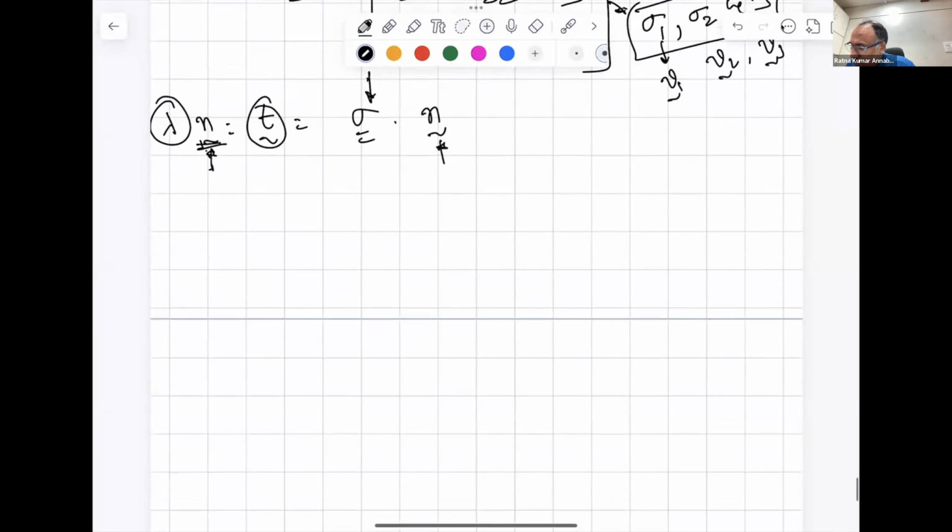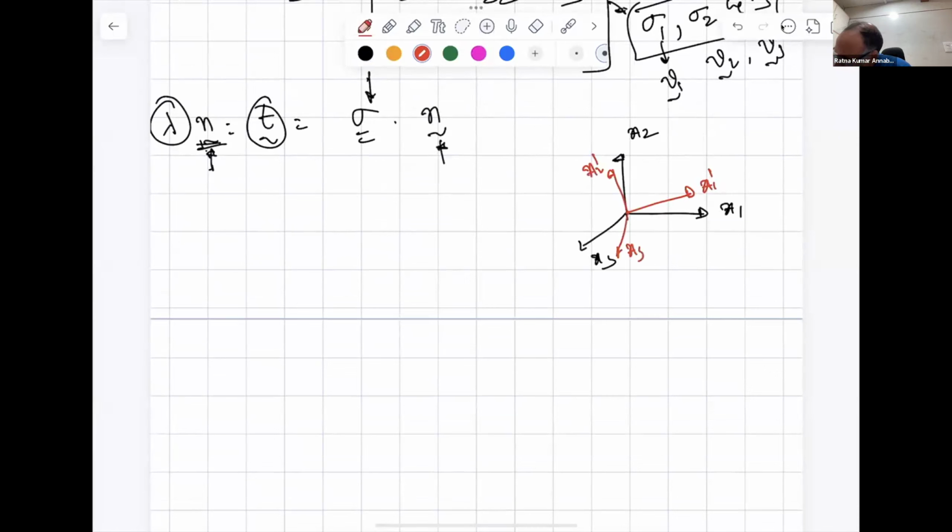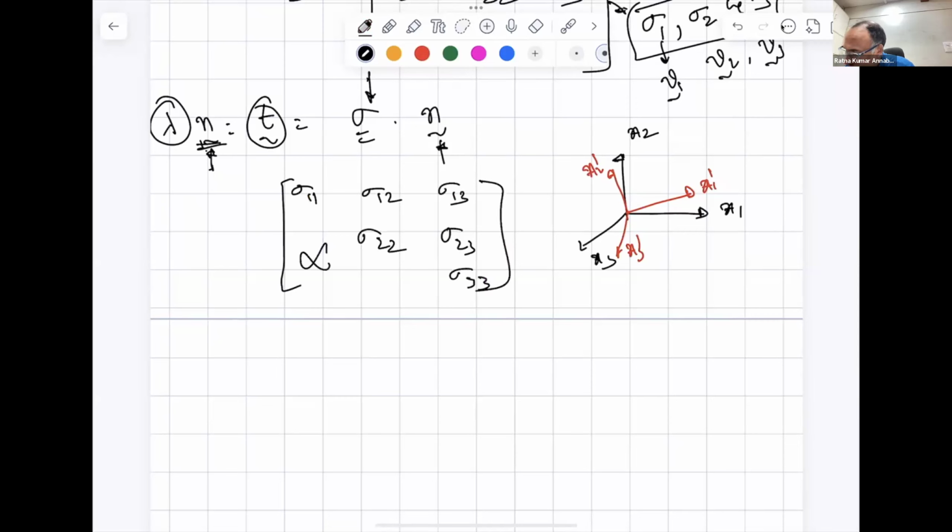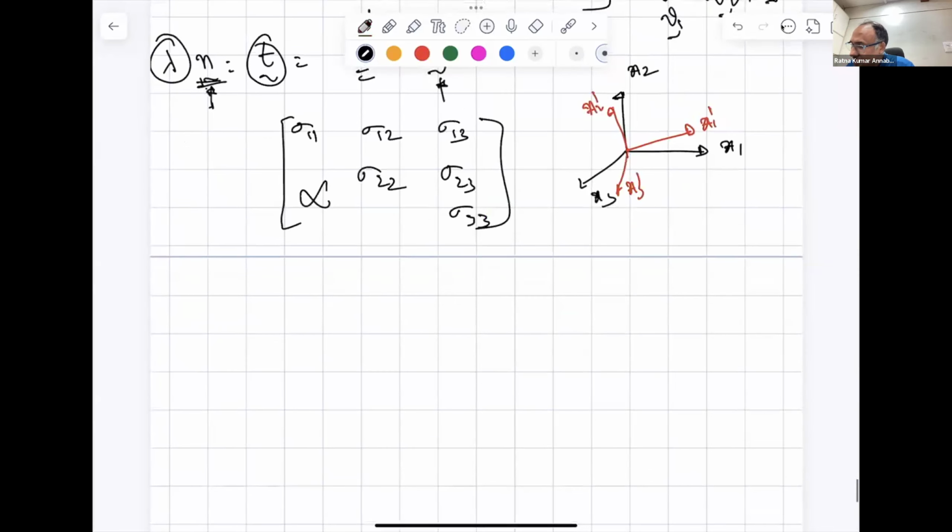Here we need to keep in mind: if your original frame of reference is x1, x2, x3, and another frame of reference is x1 dash, x2 dash, and x3 dash. Now let us say you have represented your sigma 11, sigma 12, sigma 13, sigma 22, sigma 23, sigma 33. I am not writing all of them because this is symmetric. I am just writing this.